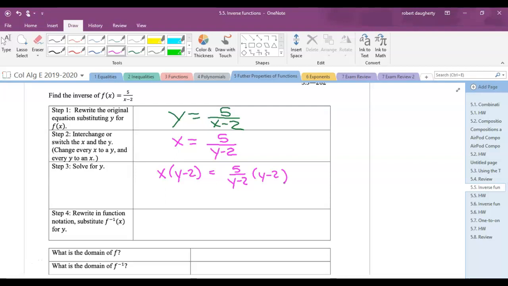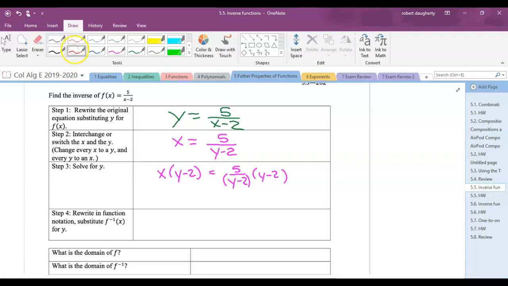Wait, so you can't multiply each side by like 5? I could, but it's not going to help me, because what is going to make it not a fraction is if that y minus 2 goes away. So multiply both sides by y minus 2.